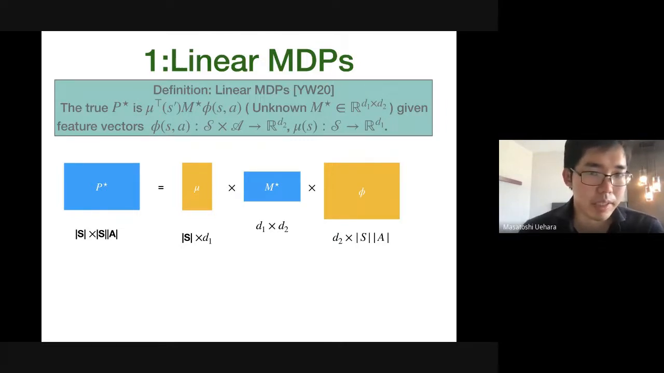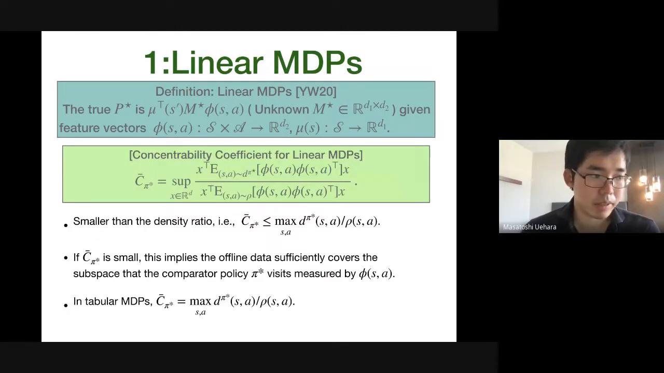The first example is linear MDP. In linear MDP, P star is mu hat S prime times M star times phi SA. Phi is a D2-dimensional feature vector over state and action, and mu is a D1-dimensional feature vector over the state space. We don't know M star here, so we need to estimate it from the data. We can run MLE, and we can estimate M star. And so I'm going to introduce the PAC bound on these models.